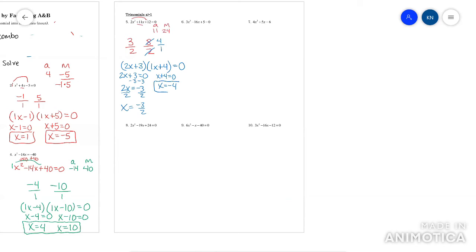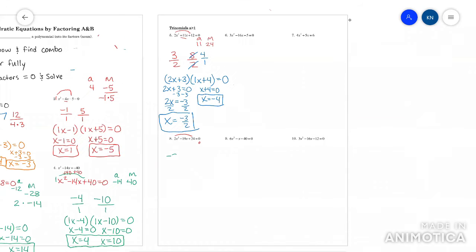And you get your answers. Number 6, start out the same way. Multiply the 3 times the 5. That makes 15. And then they have to add up to be the middle number, negative 16. The combo of numbers that's going to do this is negative 1 and negative 15. Put them over your first a value, which was 3.